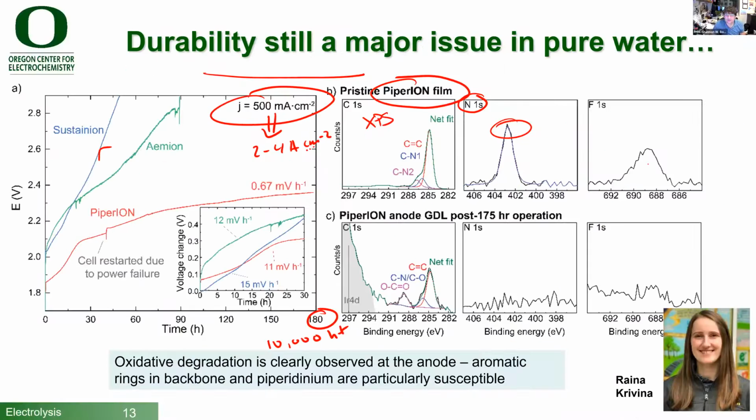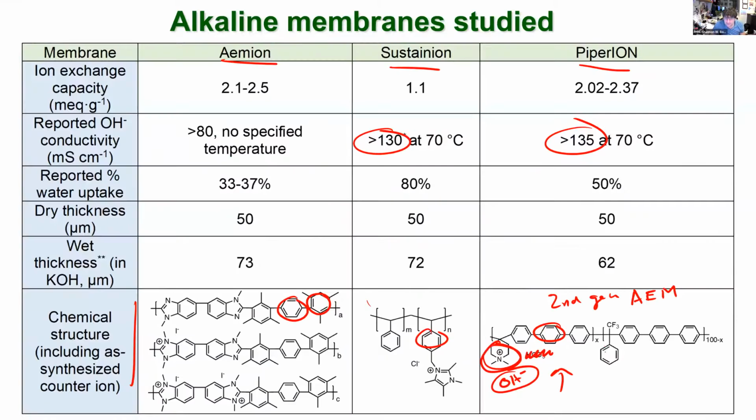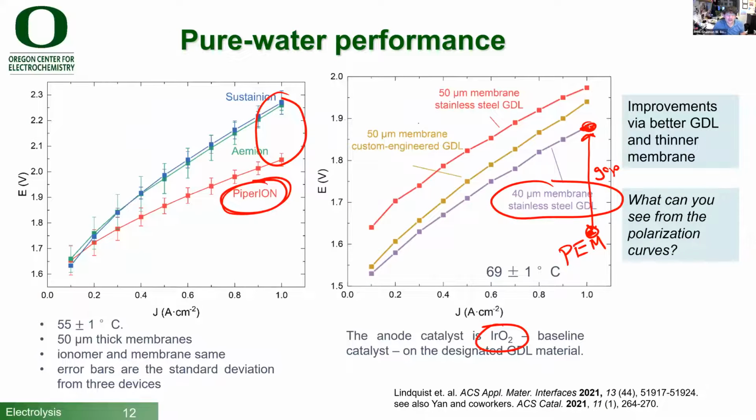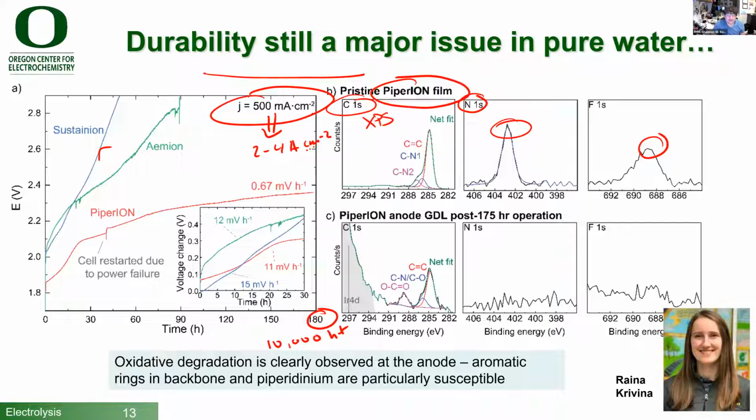It has nitrogen to start with, and a little bit of fluorine. That's because this particular ionomer has a little bit of fluorine on the backbone, though most of it's hydrocarbon. And it has carbon. And there's different types of carbon which you can fit and assign to their different energies in the XPS spectrum. But if you run it for 175 hours and you look at the anode, you see no nitrogen left. This is bad.